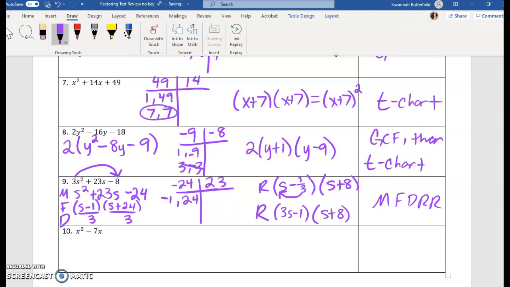Lastly, on number 10, again, we need to look for a GCF. I have an x in common on both of these, so I'm going to factor out an x. And so x squared, you divide it by an x, you're left with x. Negative 7x divided by x is just minus 7. Now looking at what's left inside, x minus 7 is not a difference of 2 squares, so all we can take is a GCF.